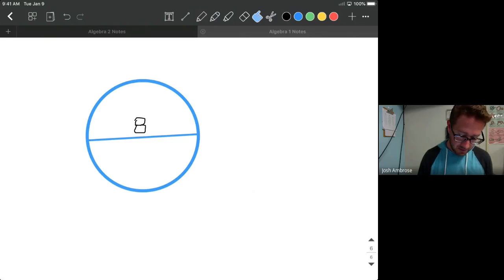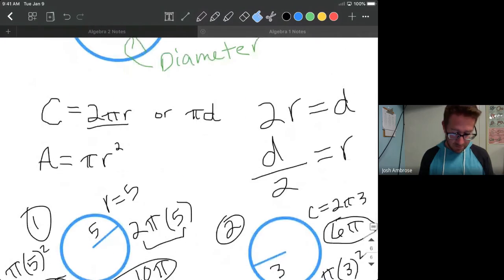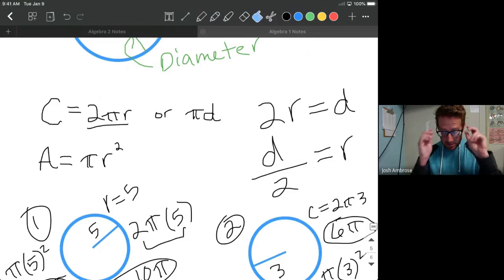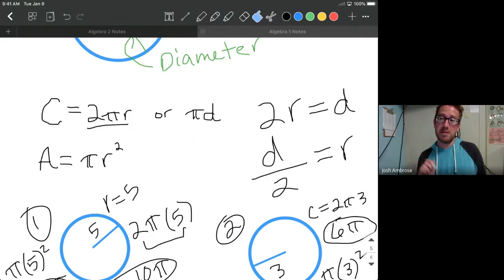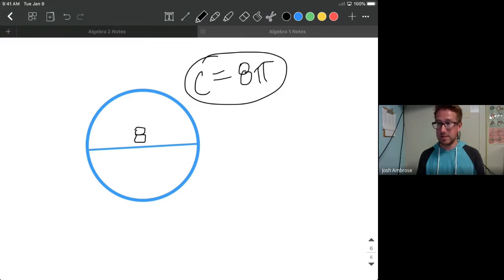Okay, so just a quick review. Look at the equation. For circumference, there is the equation where we could be given diameter, and literally your circumference is just diameter times pi. So what's the diameter? It's 8. What does that mean? Circumference equals 8 pi. Wow, that one was basically given to you.